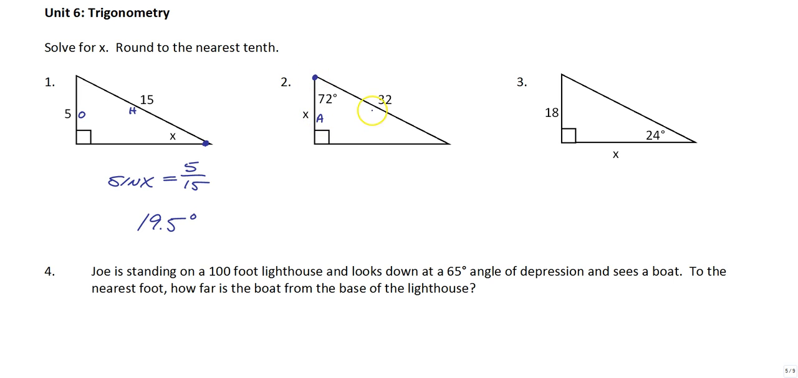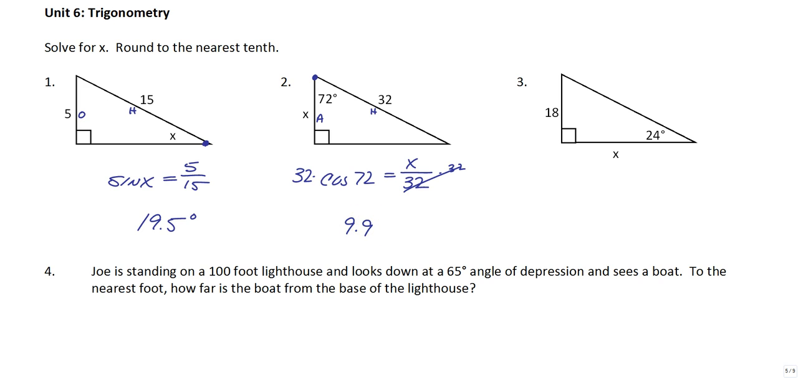We have an adjacent and a hypotenuse. So we're going to use the cosine of 72 is equal to the adjacent over the hypotenuse. When x is on top, we need to multiply. So we need to multiply both sides by 32 to get rid of the 32 and get x by itself. So we just type 32 times the cosine of 72, and you're going to end up with 9.9.